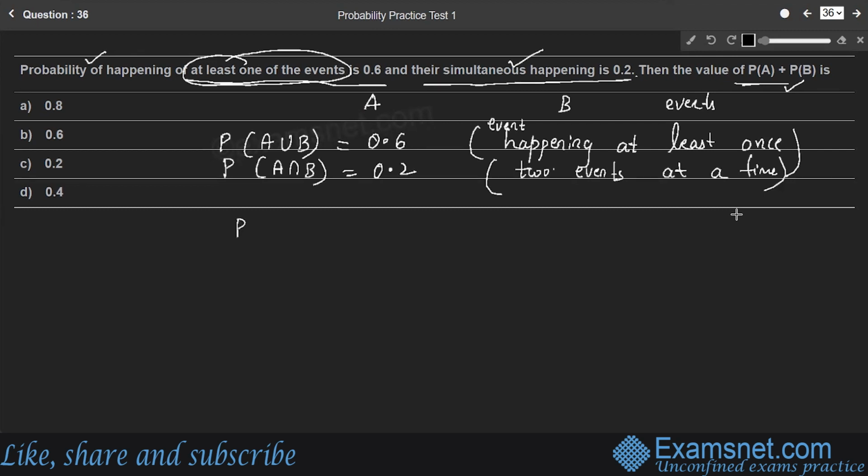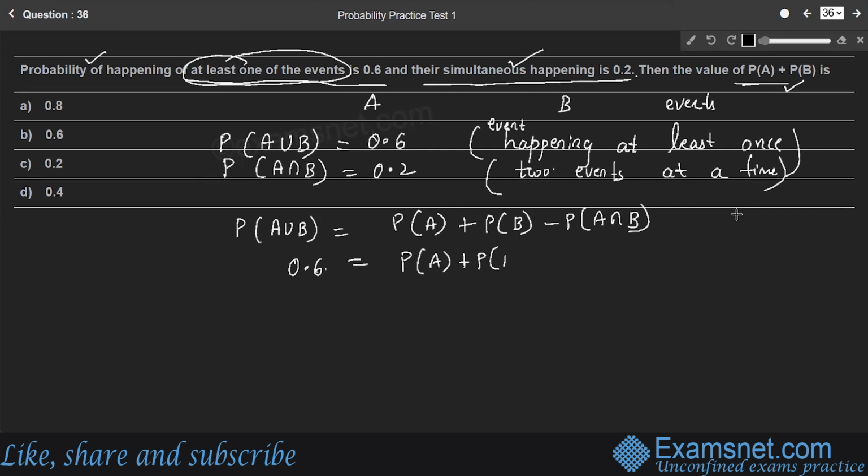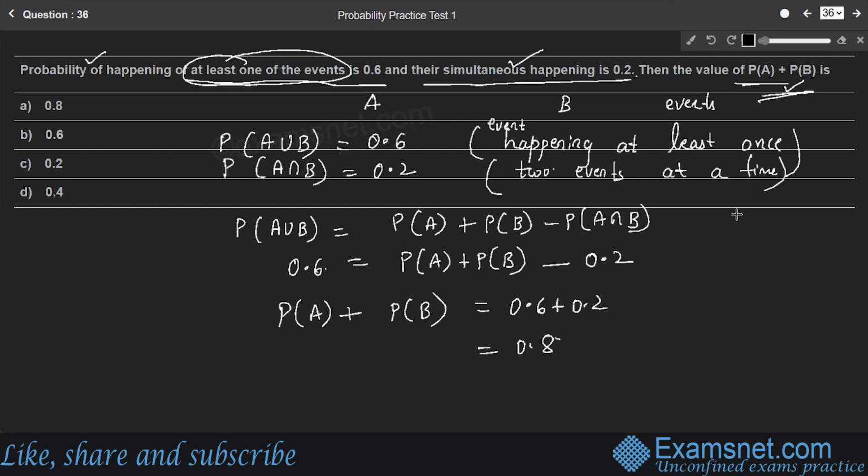We know the formula: P of A union B is equal to probability of A plus probability of event B minus probability of A intersection B, right? The A union B probability value 0.6 is equal to P of A plus P of B minus probability of A intersection B, which is 0.2. Here we need the sum of P of A and P of B, right? P of A plus P of B is equal to 0.6 plus 0.2, which is 0.8. Therefore, option A is the right answer, right?